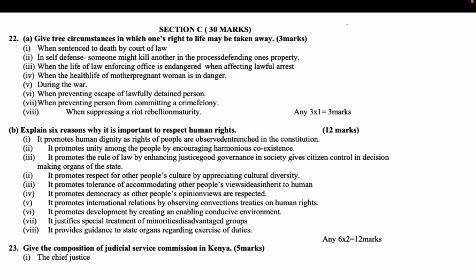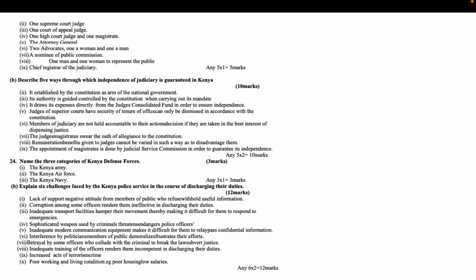Give the composition of the Judicial Service Commission in Kenya. 5 marks. The Chief Justice. 1 Supreme Court Judge. 1 Court of Appeal Judge. 1 High Court Judge and 1 Magistrate. The Attorney General. 2 advocates, 1 a woman and 1 a man. A nominee of the Public Service Commission. 1 man and 1 woman to represent the public. Chief Registrar of the Judiciary. Any 5x1 equals 5 marks.